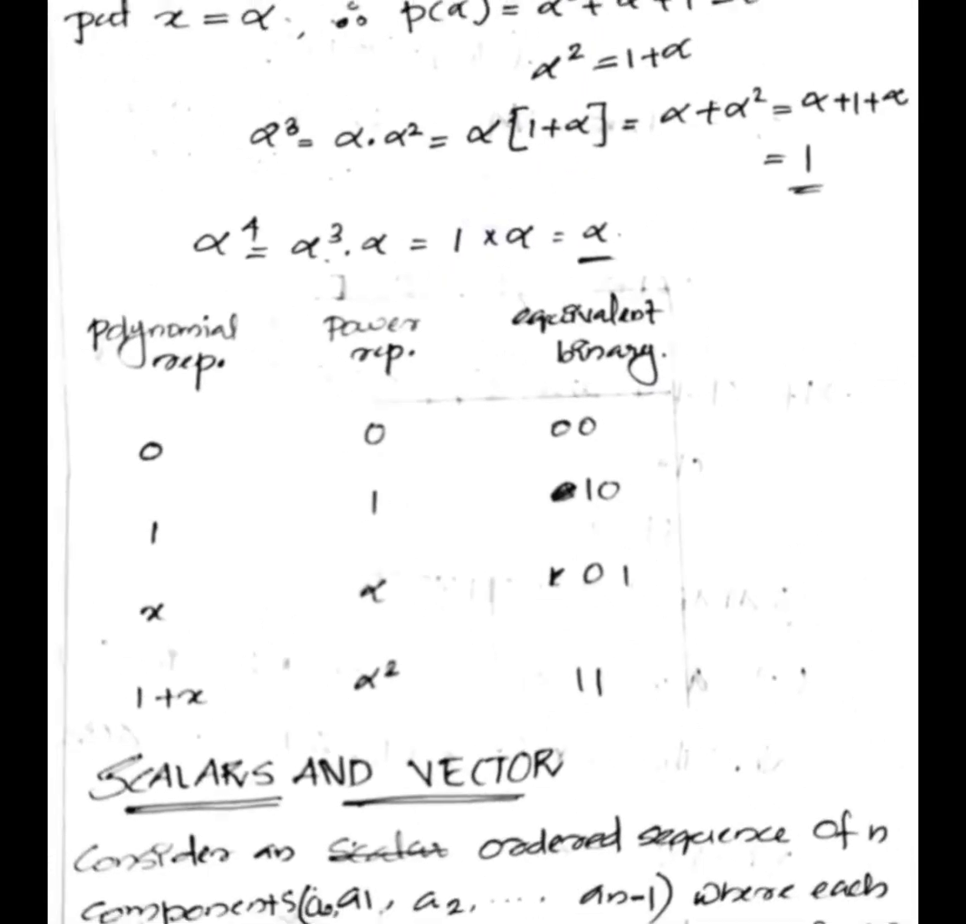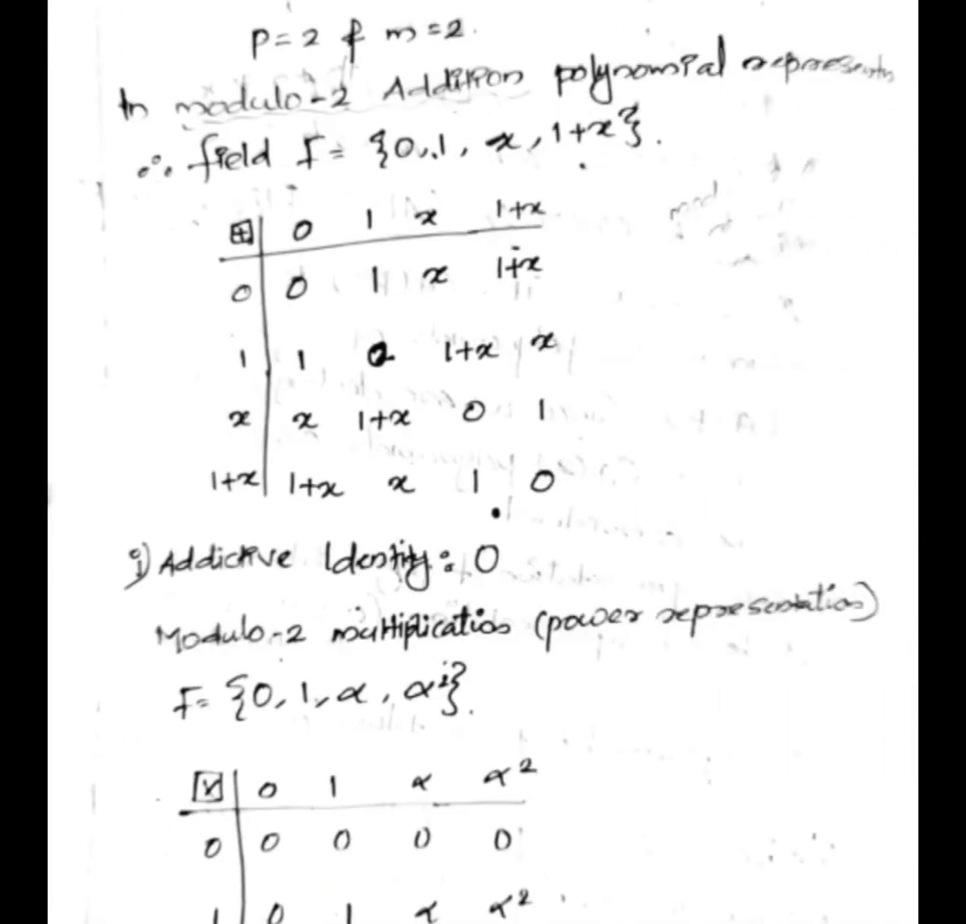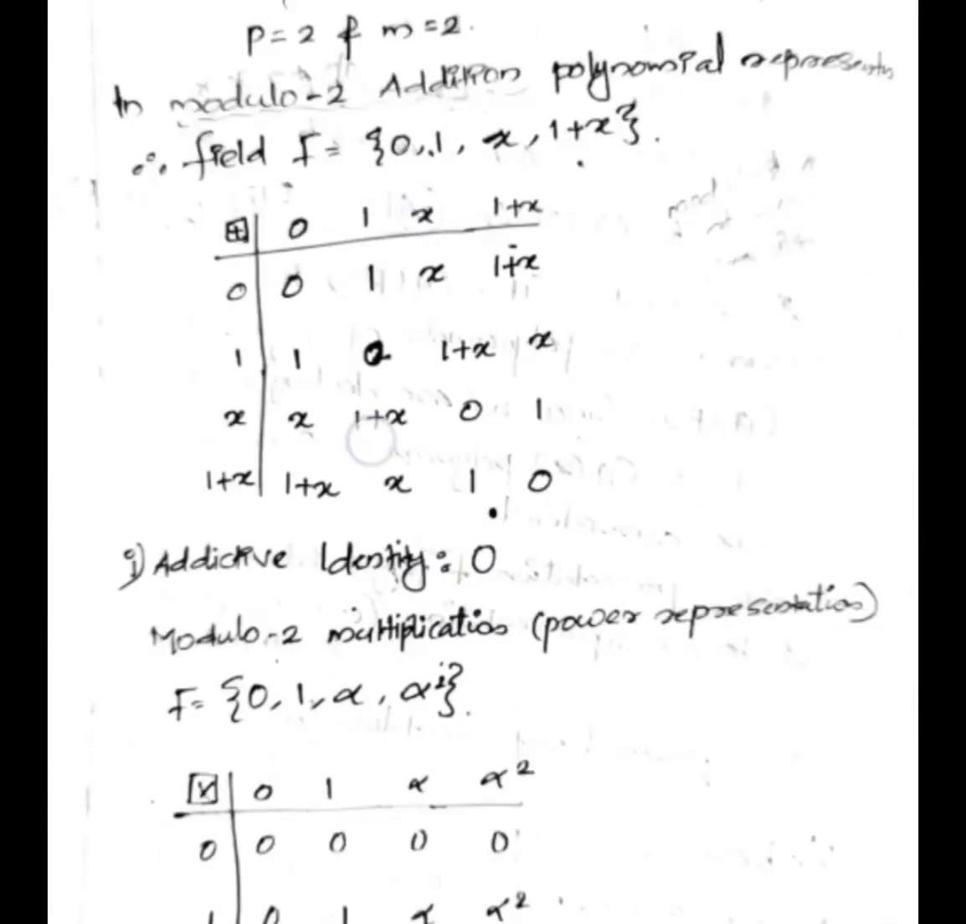Consider p of x as a primitive polynomial or irreducible polynomial, that is an irreducible or prime polynomial of degree m. So here m equal to 2. We already know m equal to 2, so the power will be 2. So p of x is equal to x square plus x plus 1. This is the primitive polynomial.